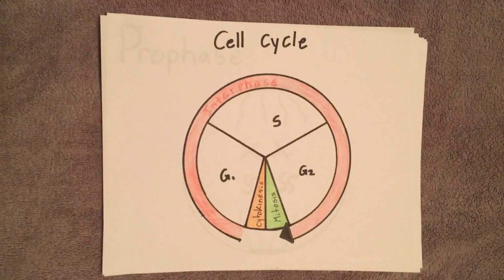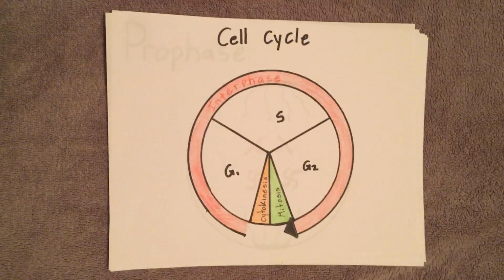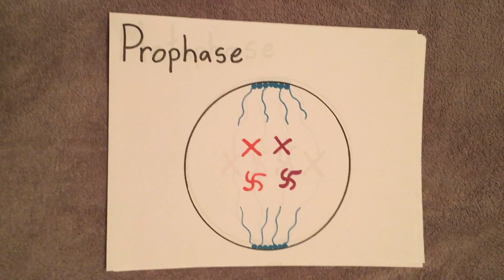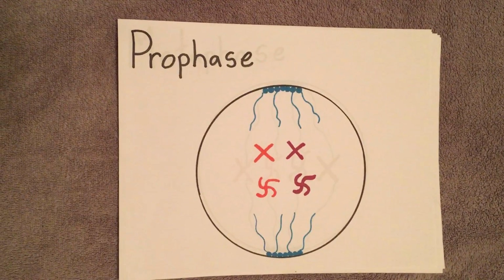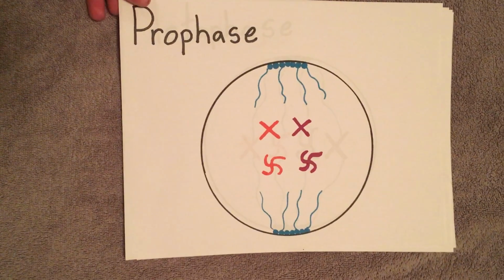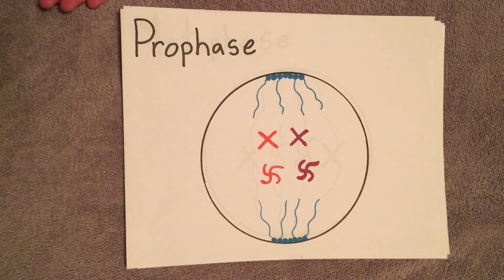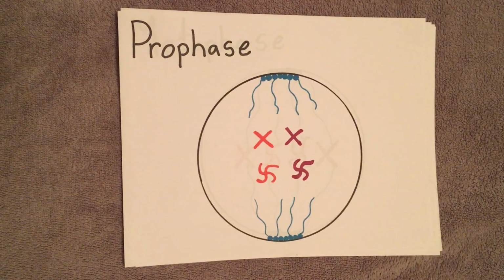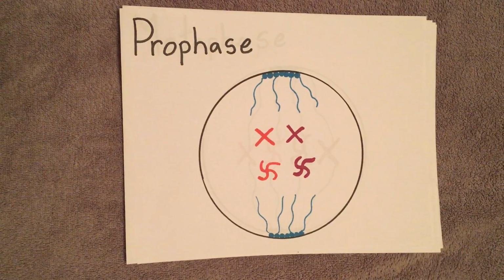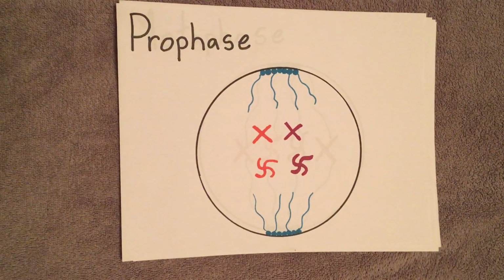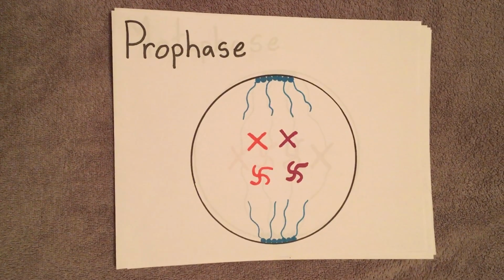Once the cell goes through the cell cycle of interphase, it comes to mitosis. Prophase is the first step of mitosis. During this phase, the nuclear membrane and nuclei disappear. The chromosomes will begin to thicken and shorten, and the centrioles will start to move to opposite poles, and the spindle fibers will start to form.